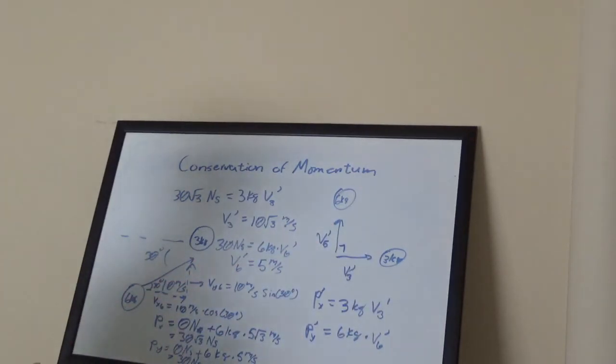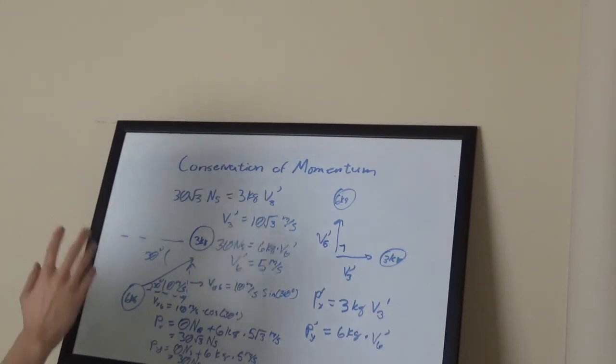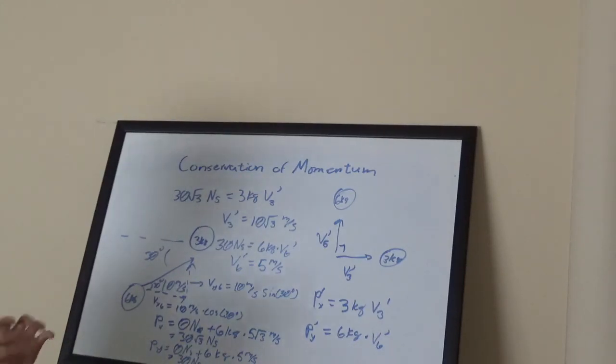So again, with conservation of momentum, all you have to do is set the initial momentum equal to the final momentum, and you're able to solve for different things. And next video, we'll talk about how we can use conservation of momentum with another law, the conservation of energy, in order to find some interesting things about collisions.